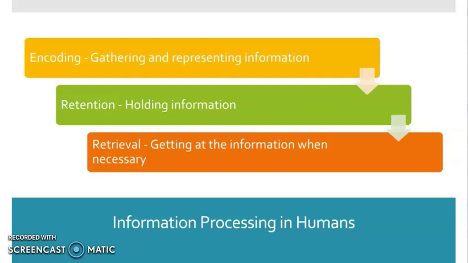So how information processing works in humans is the information is encoded, or gathering and representing the information within the mind. Then there's retention, or holding on to the information. And then retrieval, getting the information when necessary. So all these things have to work together in order for it to be stored in our memory.